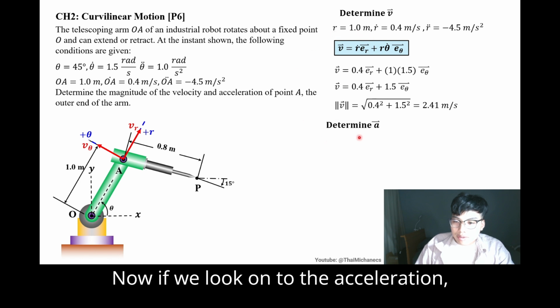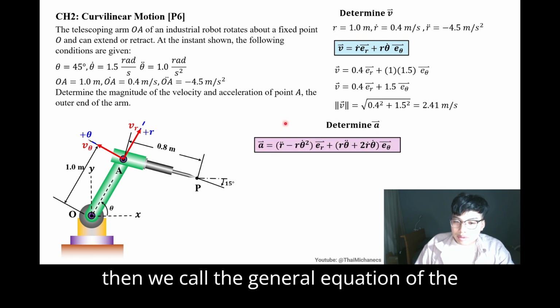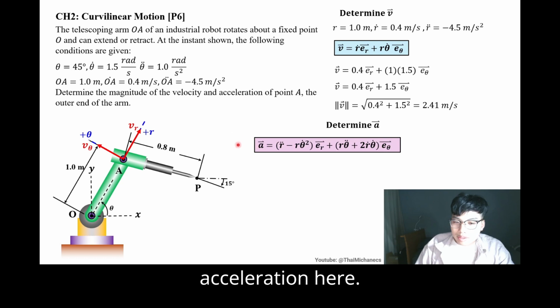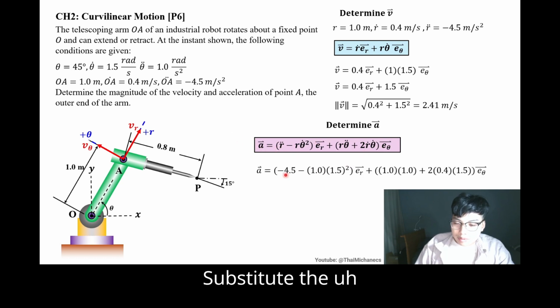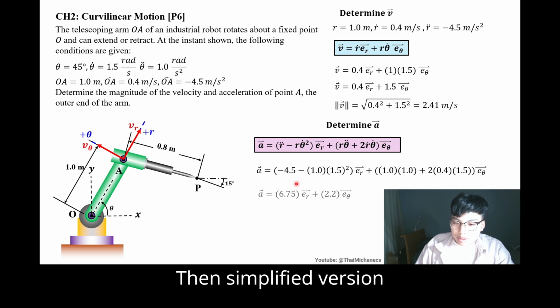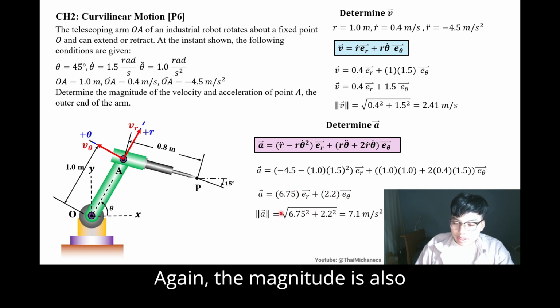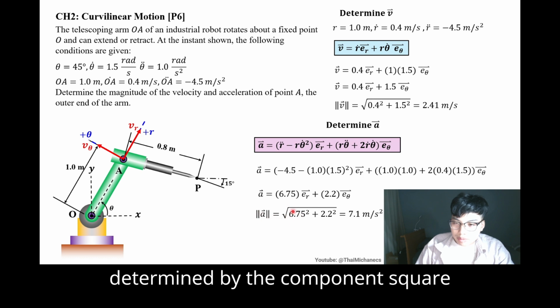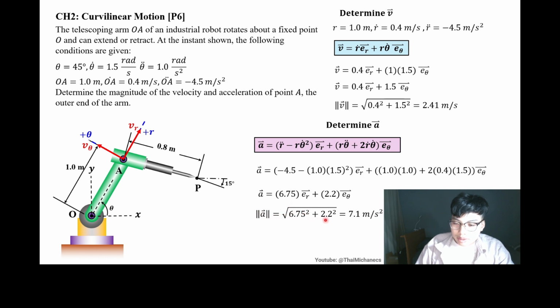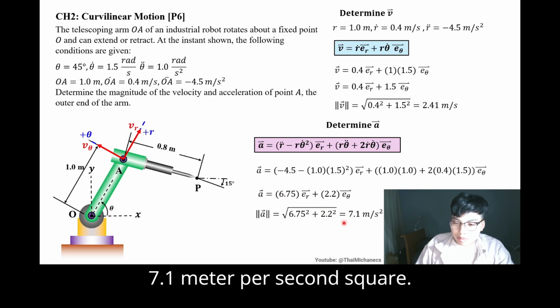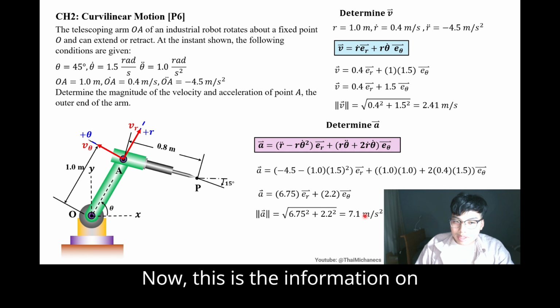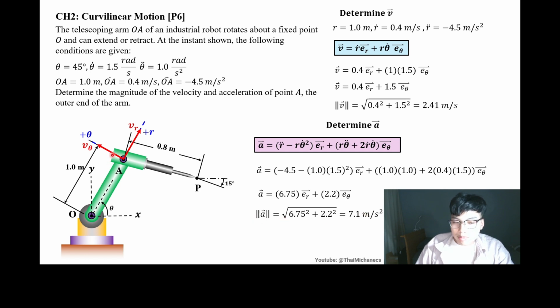Now if we look at the acceleration, recall the general equation of the acceleration here. Substitute the parameters shown here. Then the simplified version is equal to 6.75 er plus 2.2 e theta. Again, the magnitude is determined by the square root of the sum of the squared components, equal to 7.1 meters per second squared. Now, this is the information on point A.